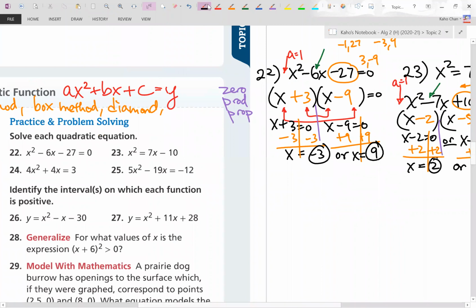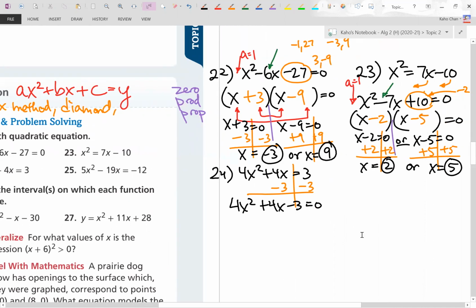Aha, more factoring. 4x squared plus 4x equals 3. I got to move that 3 to the other side, don't I? Fine. Got to put it in standard form. 4x squared plus 4x minus 3 equals 0.